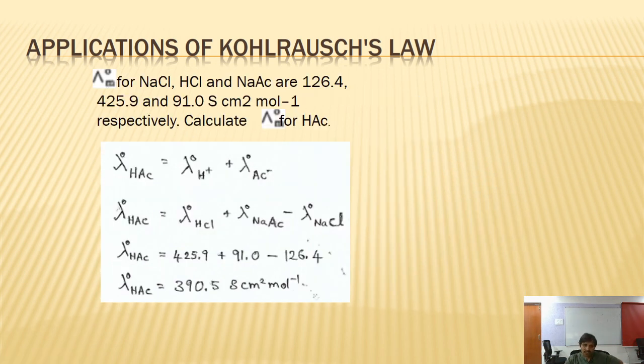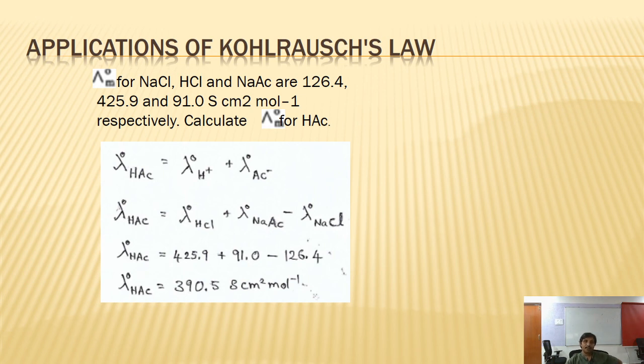The next application: the lambda naught values for NaCl, HCl, and sodium acetate are given as 126.4, 425.9, and 91.0 S centimeter square per mole respectively. Then calculate the lambda naught value for HAc, that is, acetic acid.